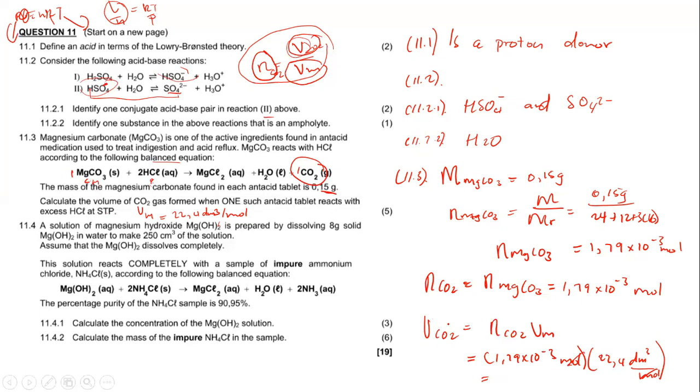So that means we're going to say our final answer. I can just use my unrounded answer, because this is not even the final answer, even though we rounded it. So you can just say your answer multiplied by 22,4. And then we get 0,04 cubic decimeters. This will be the final answer.